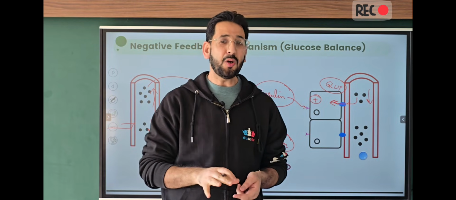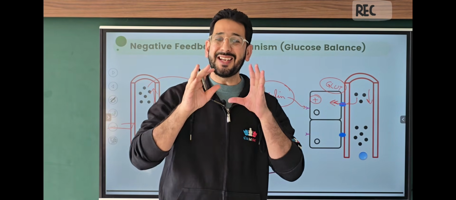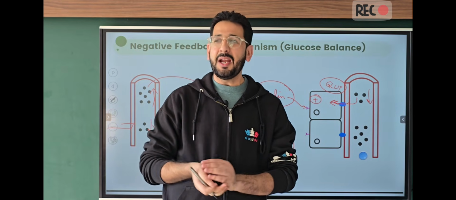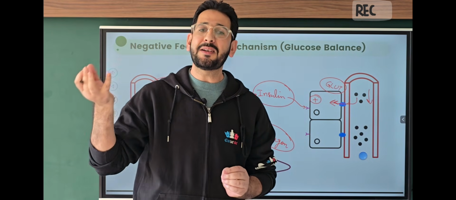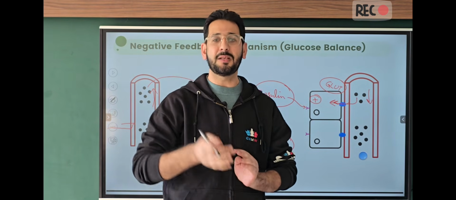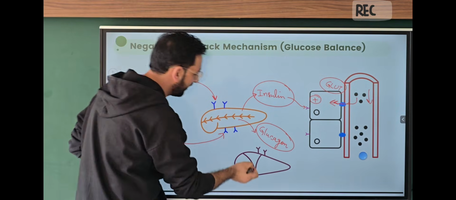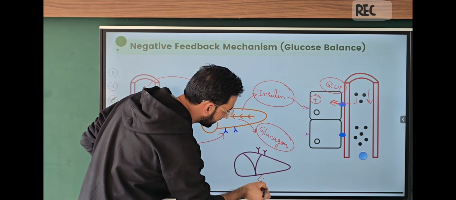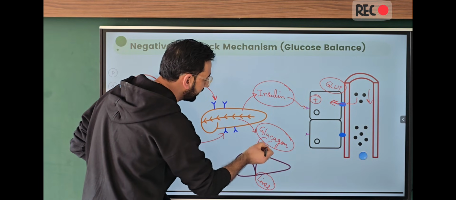Now what glucagon has to do is, this glucagon has to increase the blood glucose level. It has to find some source where it can get the glucose and take that glucose and put that into the blood to increase the blood glucose level. Now the best source is our liver. Now what this glucagon will do is, it will act on the liver.